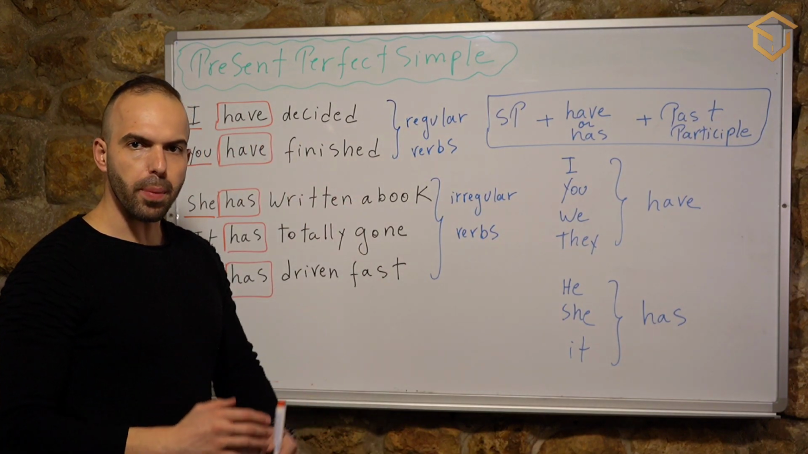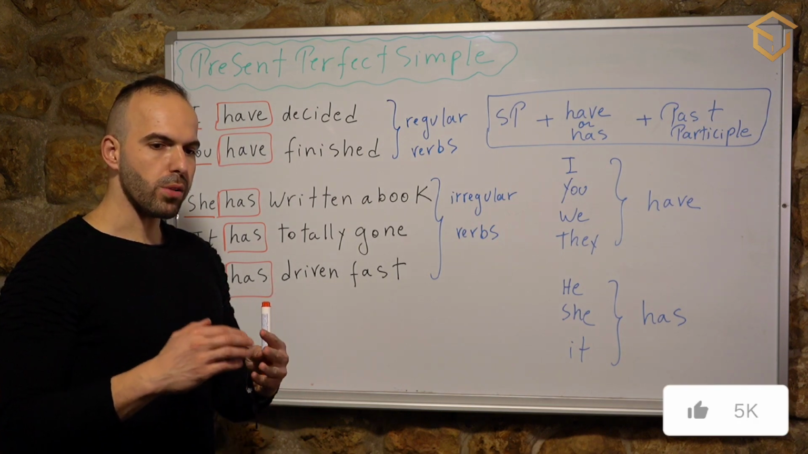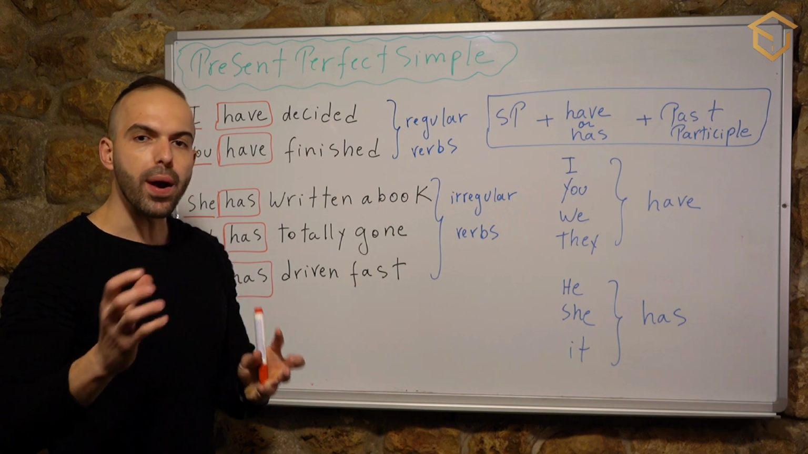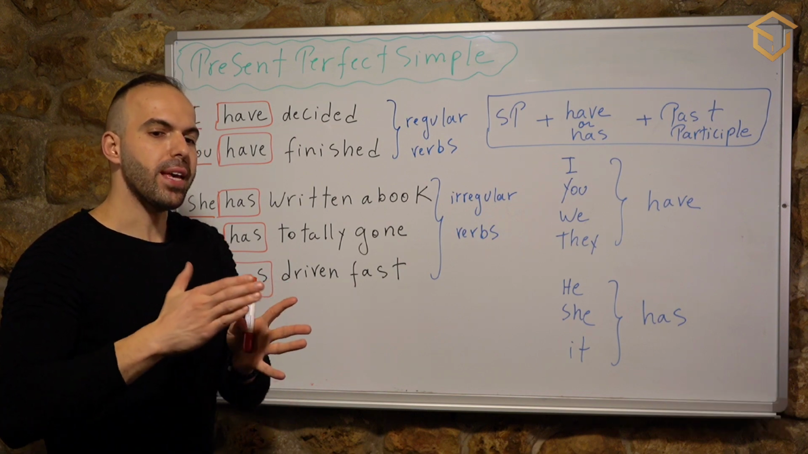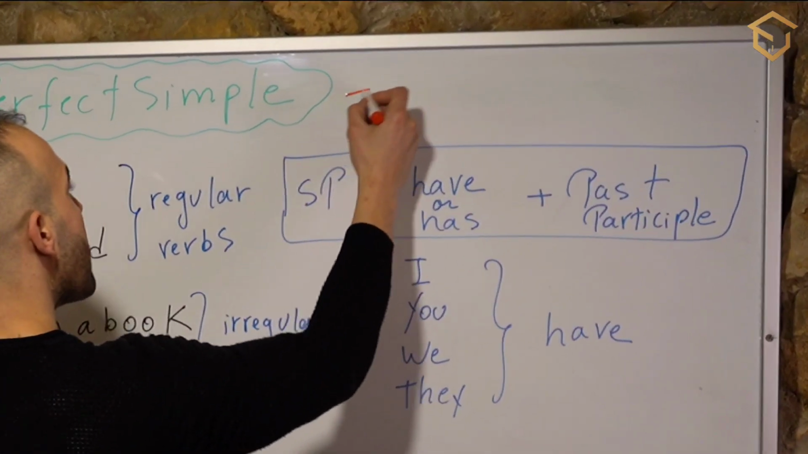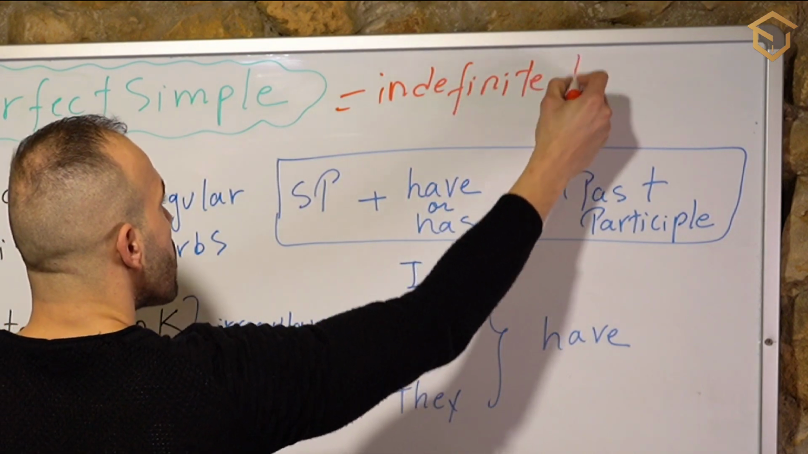Now let's move to the present perfect simple. How do we use the present perfect simple? We use the present perfect simple to talk about something that happened in the past, but we don't know when. We don't know the exact time of occurrence. So there's no definite time. So it's indefinite time.